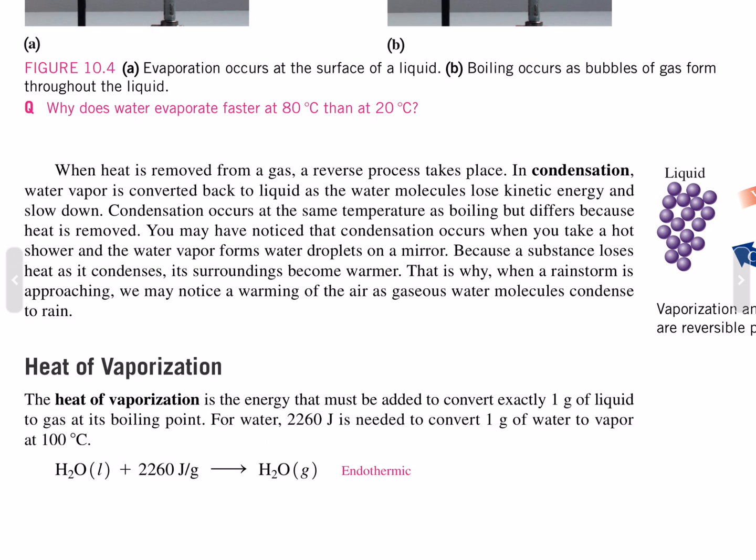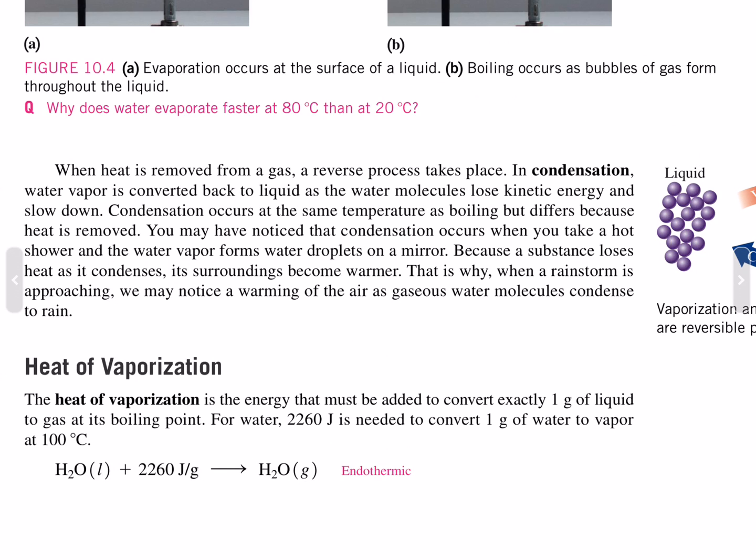You have noticed that condensation occurs when you take a hot shower and the water vapor forms water droplets on the mirror. Because the substance loses heat as it condenses, its surroundings become warmer. That's why when a rainstorm is approaching, we may notice a warming of the air as gaseous water molecules condense to rain. Heat of vaporization.